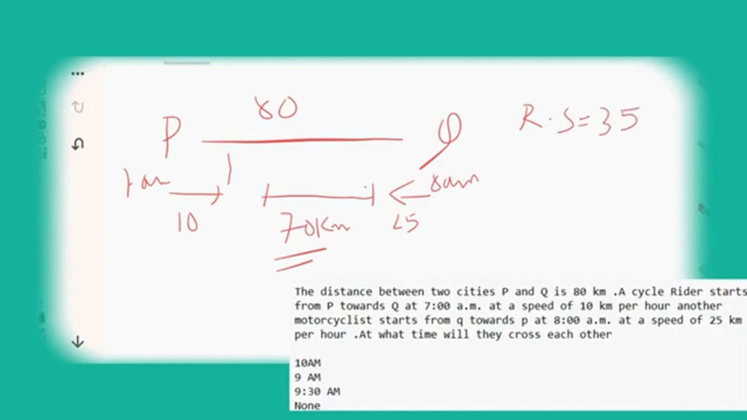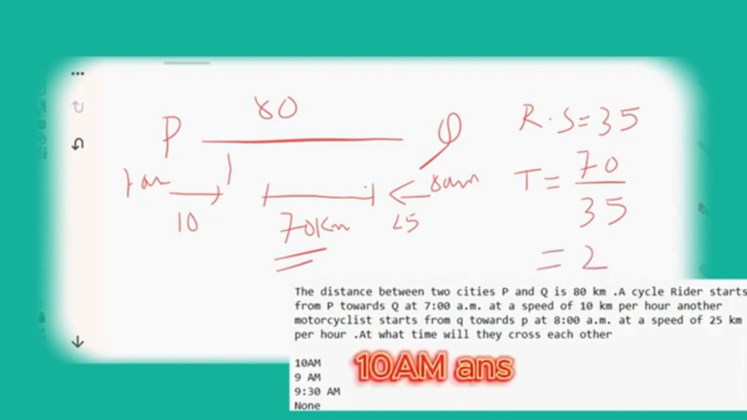Okay, so we know that the time formula is distance by speed, right? The distance is 70 kilometers and the speed is 35, right? Our question was, at what time will they cross each other? So the time we need, t, is equal to the total distance by the relative speed, that means 70 divided by 35. So 2 hours are needed for the motorcyclist to cross the cyclist.